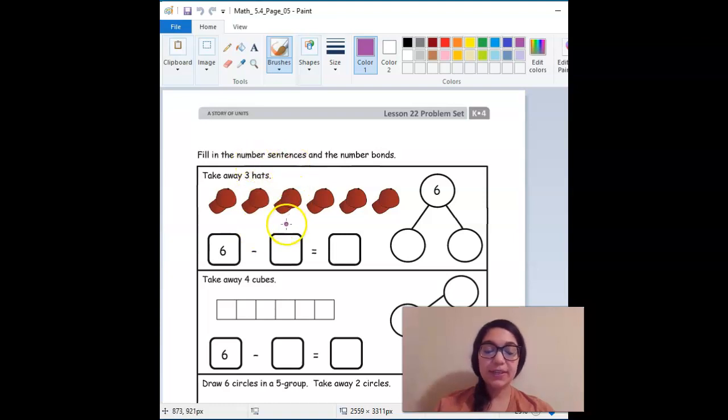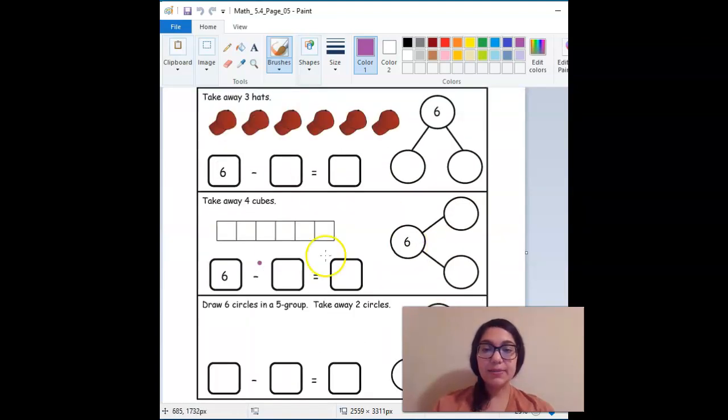So everyone put your finger on the hats. It says, take away 3 hats. After you take away 3 hats, fill out your number sentence and your number bond. The next one says, take away 4 cubes. And if you look, they already wrote the number 6, which is your whole, and then you have to take away 4 cubes and figure out how many you have left over and fill out your number bond.